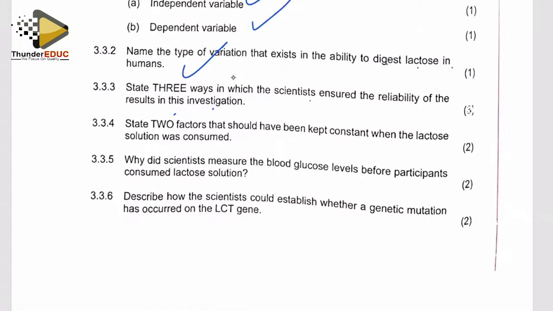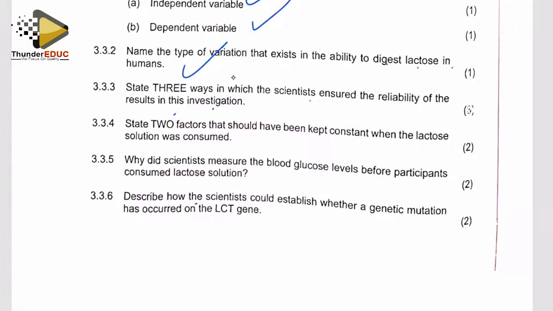Why did scientists measure the blood glucose level before and after? Basically, they want to compare the results by developing what is called a baseline. Before it was like this, after it was like this, so what caused what? That change is caused by what? So they want to find out the effect, by developing a baseline.